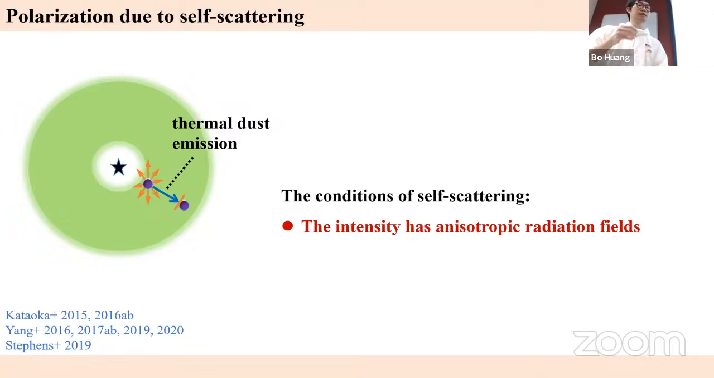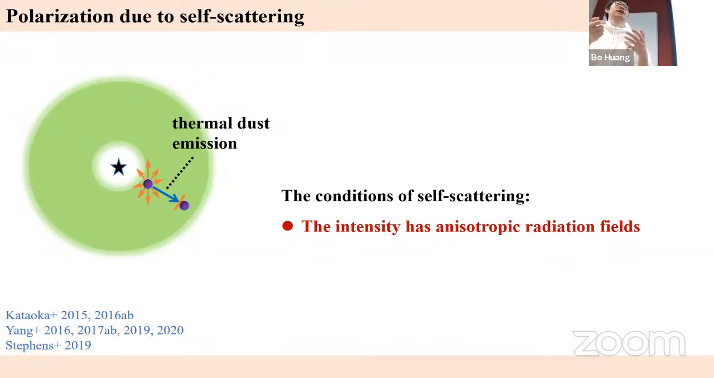Its emission is insignificant compared with the star's luminosity. So instead, self-scattering occurs. That is, the scattering of light from a dust grain hits another dust grain. This is self-scattering. To achieve the polarization, you need to have an anisotropic radiation field.